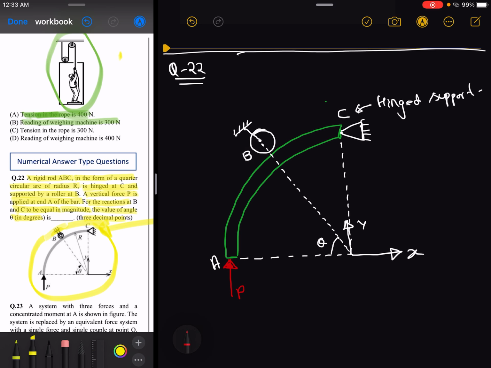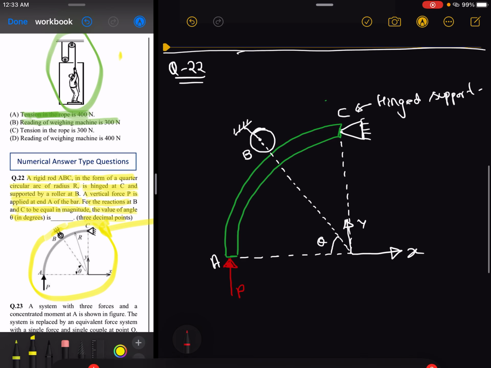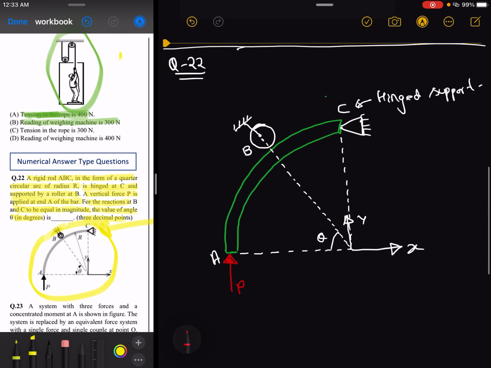So that the reaction at B and reaction at C are equal in magnitude. So first of all, concentrate here guys. In the question he is asking the value of theta, which means he is asking the location of the support B in terms of this angle theta.